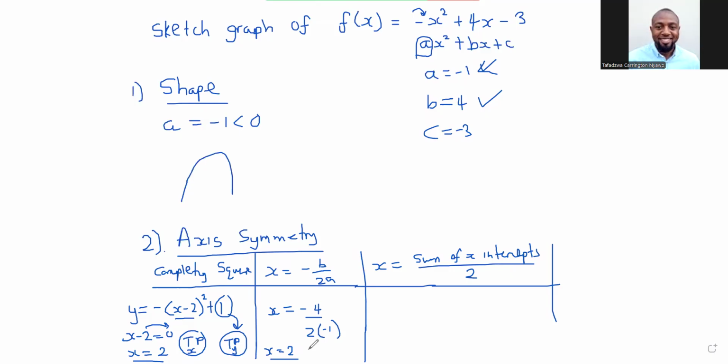For me to find my y value of the turning point, I'll then need to substitute this x equals 2 into the original equation.